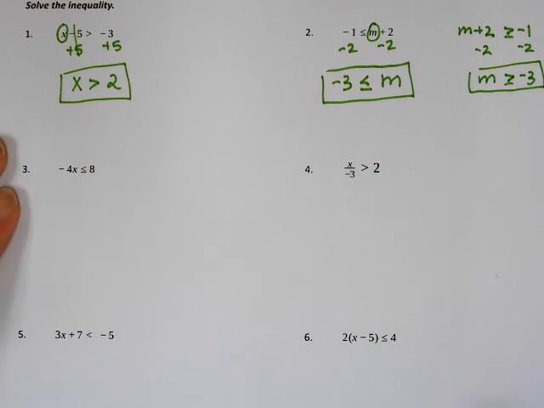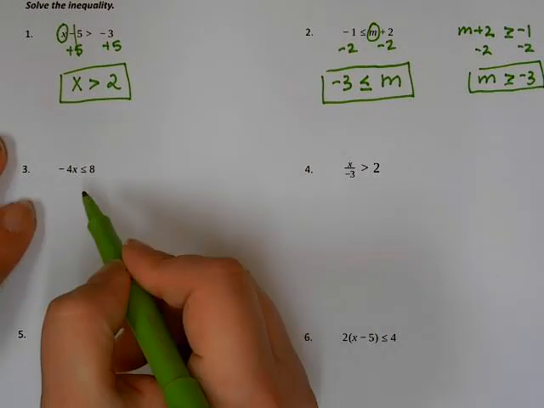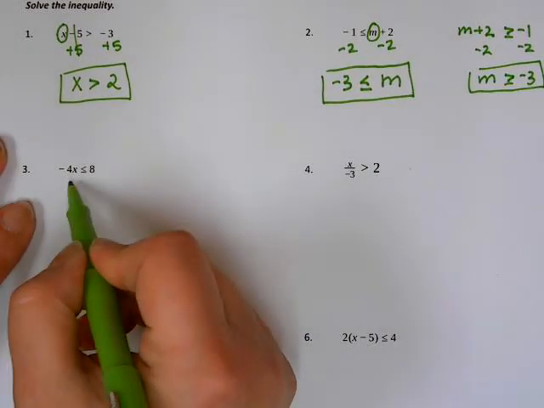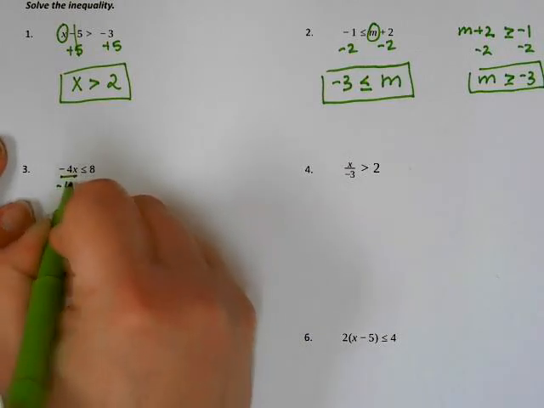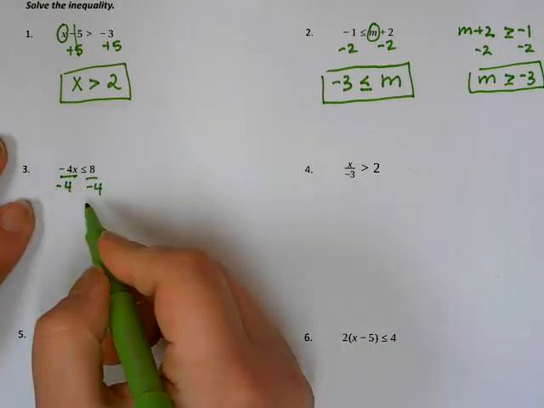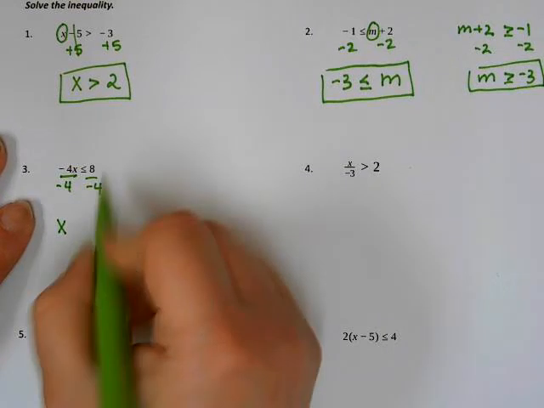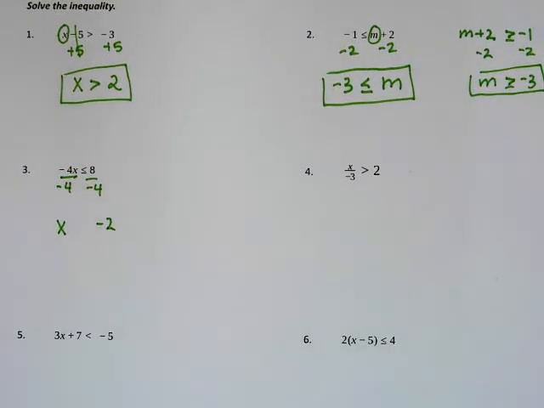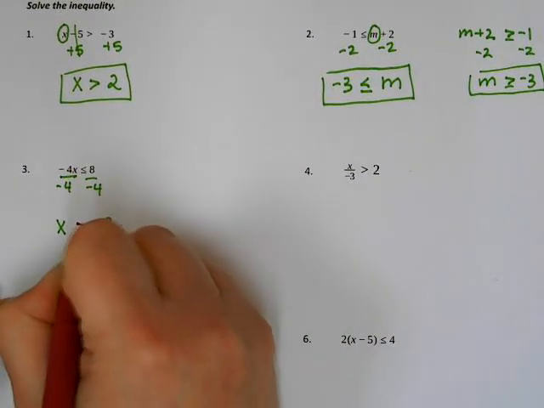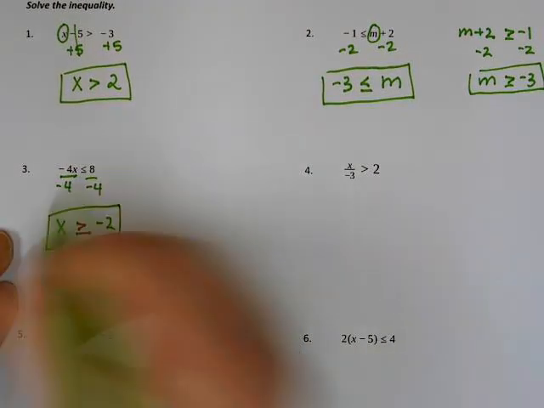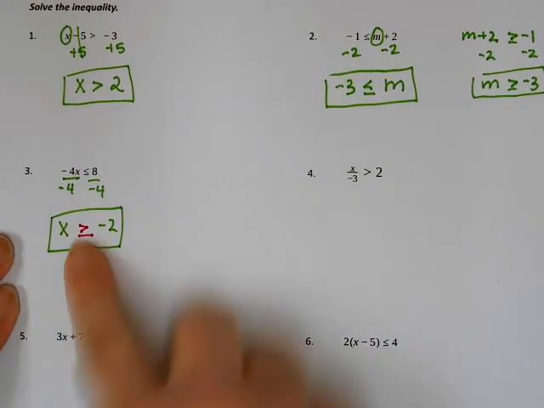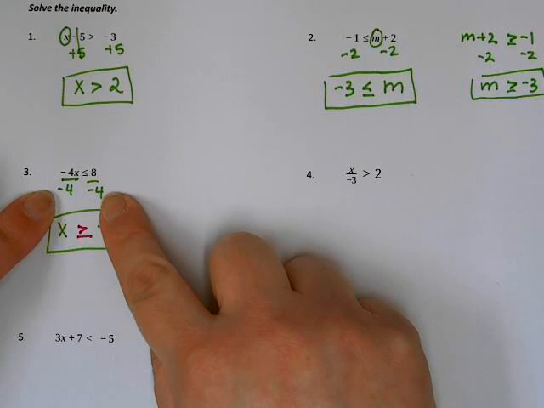All right, take a look at number 3 then. So for number 3, we've got negative 4x is less than or equal to 8. If I divide both sides by negative 4, I'm dividing by a negative number, which means I need to remember to flip my inequality symbol. It's now going to be a greater than or equal to negative 2. Again, the only reason it flipped is because I divided by a negative 4.